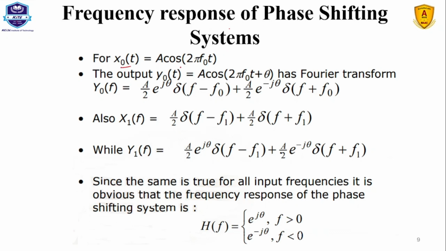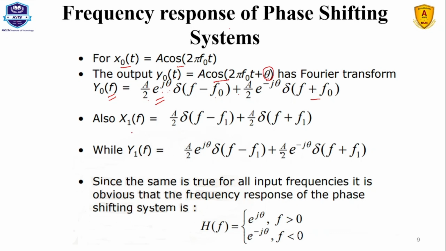For x naught of t, if we are considering A cos omega naught t, the output y of t will be A cos omega naught t plus some phase shift, which has the Fourier transform y naught of f. The frequency component is represented in exponential format: A by 2 e power j theta delta of f minus f naught, plus A by 2 e power minus j theta delta of f plus f naught.